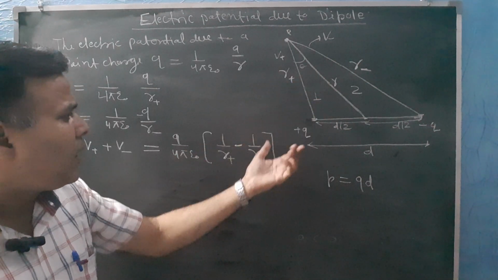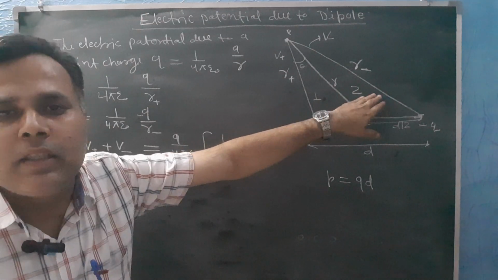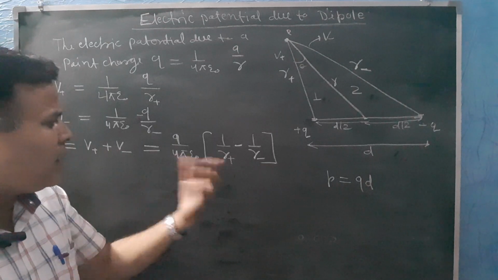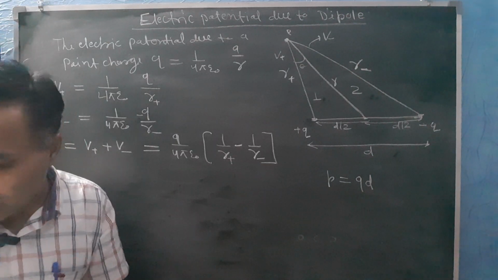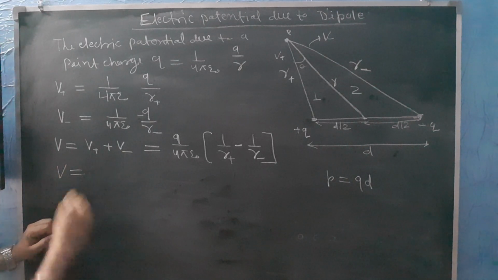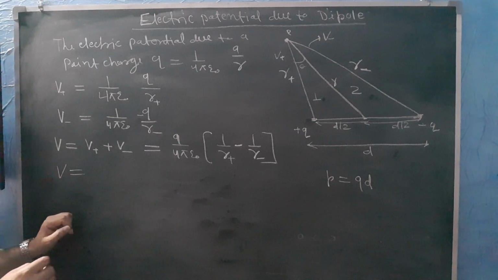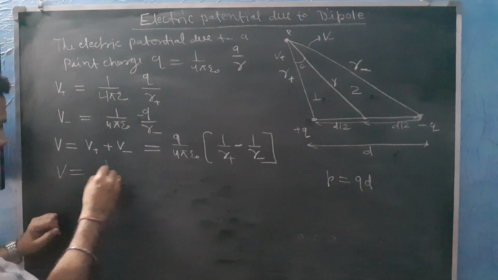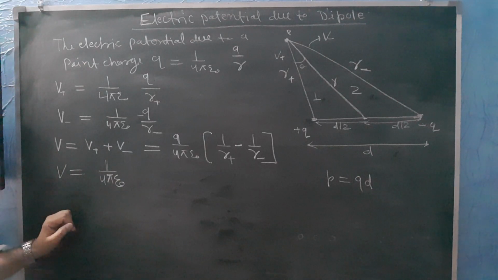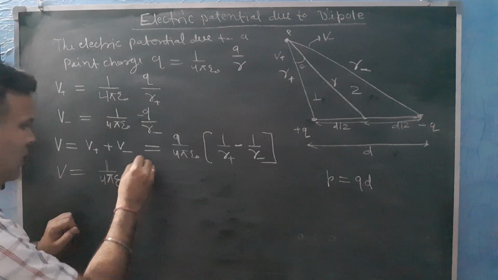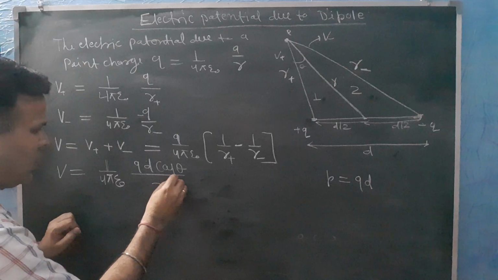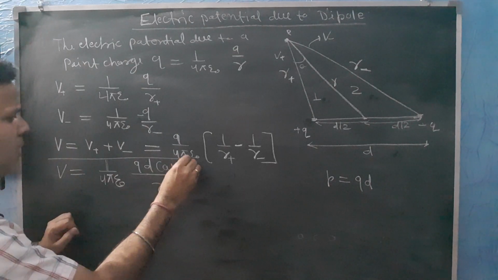So applying the cosine law on this triangle and this triangle separately, and rearranging and evaluating, we will have a final profile of electric potential, which is simply V equal to 1 upon 4 pi epsilon 0, qd cos theta by r square. This is the profile of potential.